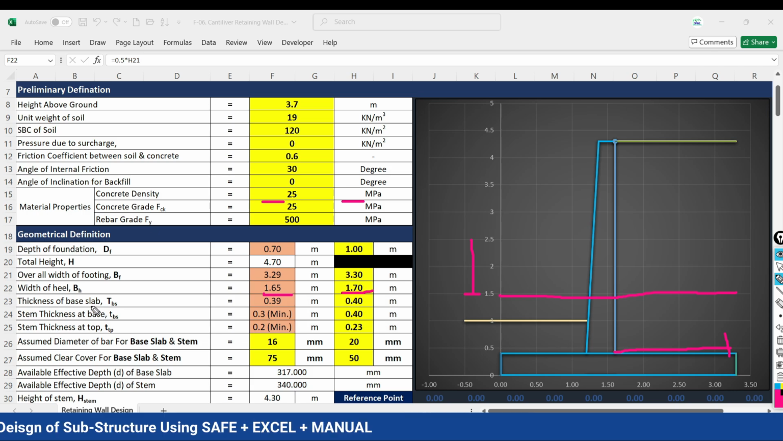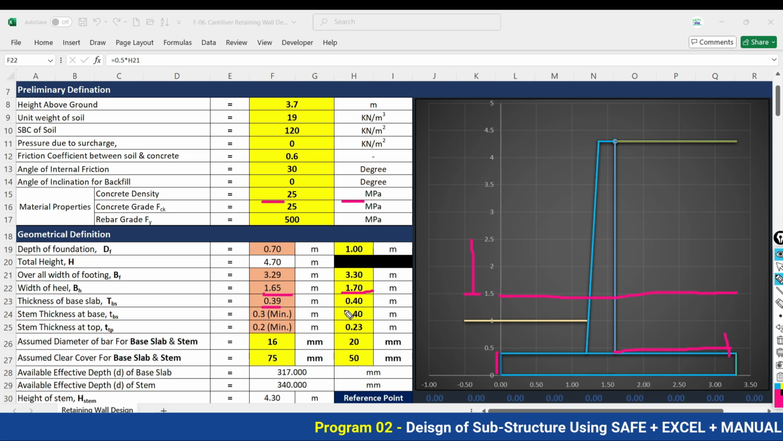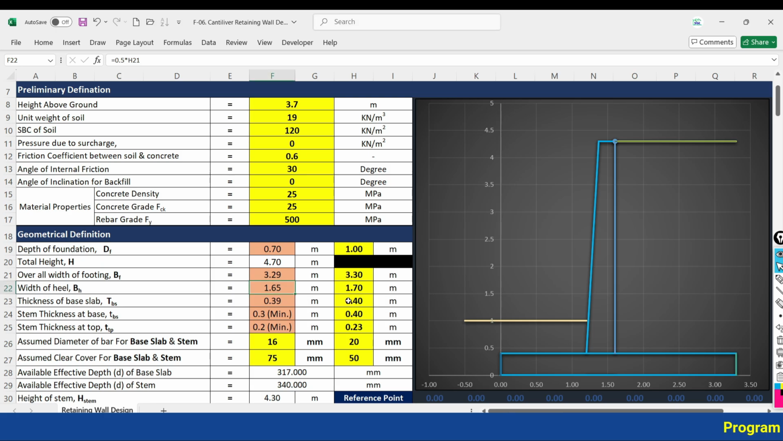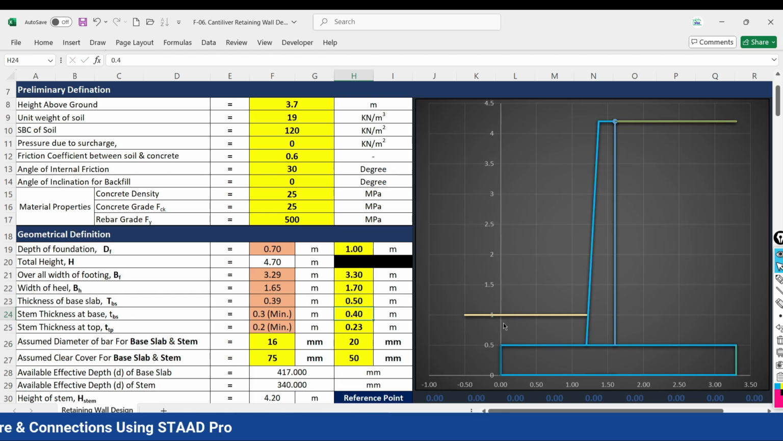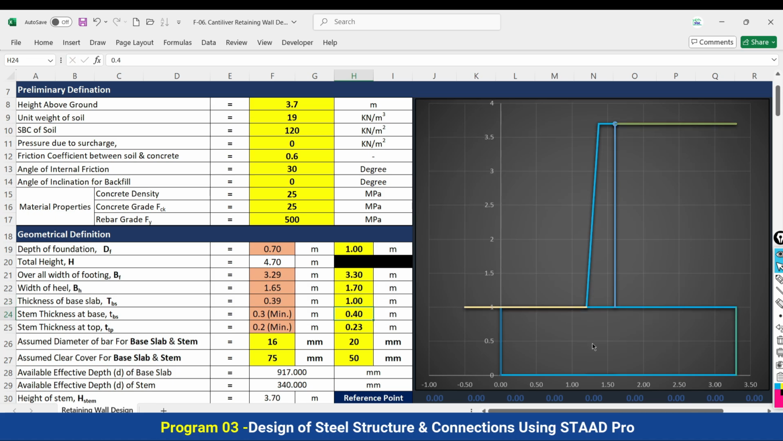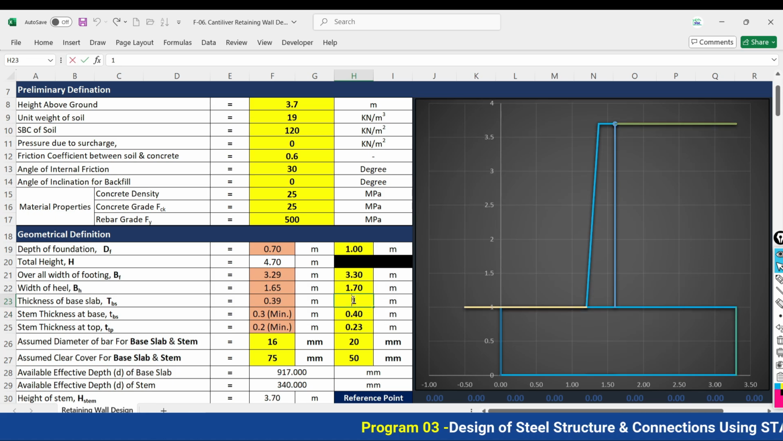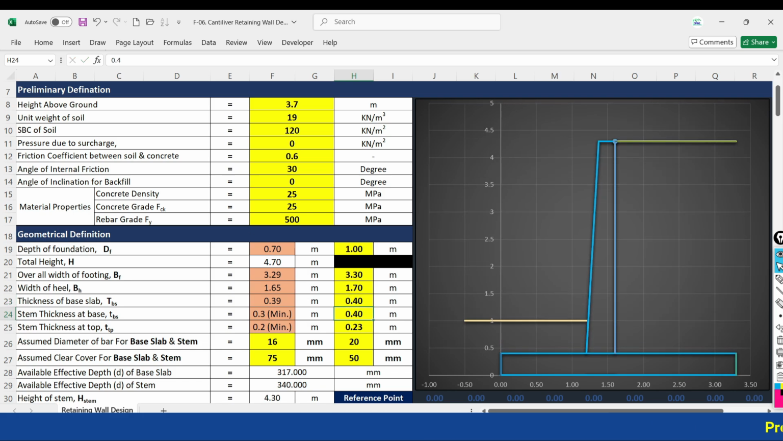Now, thickness of the base slab. What thickness is to be considered? The suggestion by the sheet is 0.39, so we are going to adopt 0.4, which means 400 mm. You can edit any value here. You can take it as 0.5, and accordingly your figure is going to be adjusted. If you define it as 1 meter, the sheet will adjust accordingly. But as of now, we have to consider only 0.4, so we put 0.4. That's it. Now, stem thickness at the base. 0.3 is the minimum. At the base, what are we going to adopt?